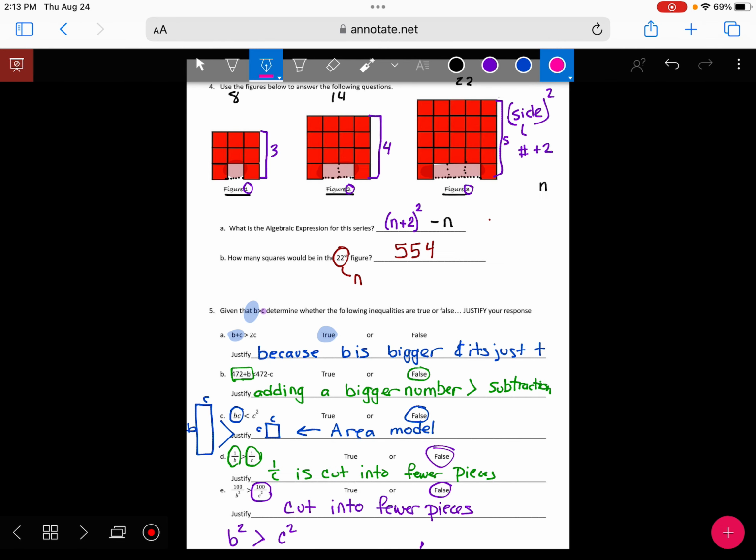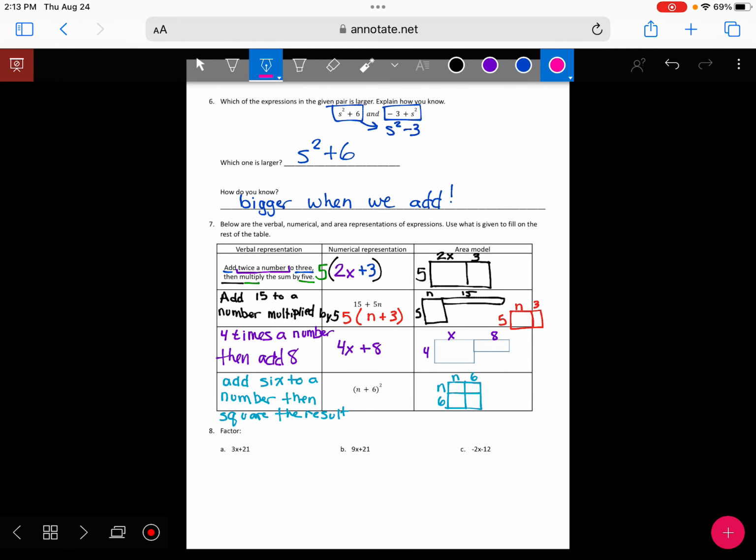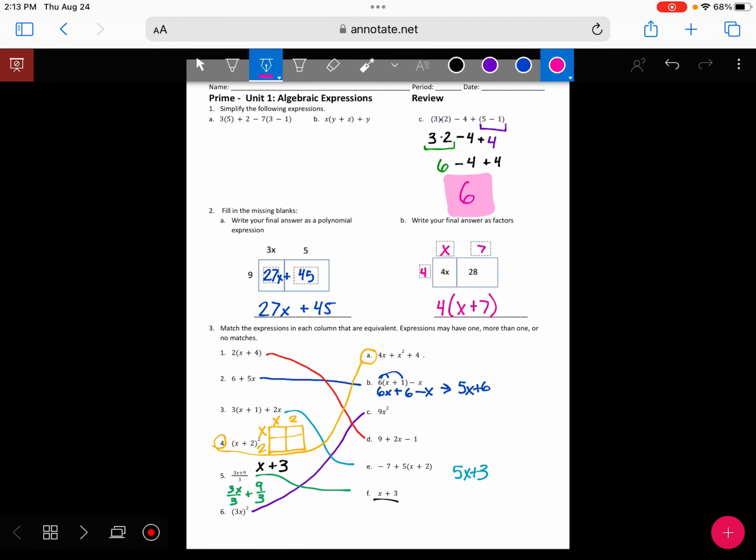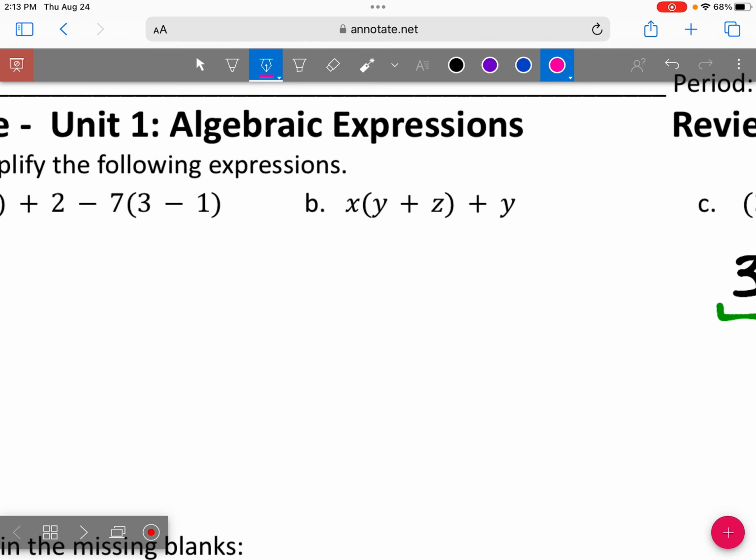All right, let's see. Yeah, let's look at it. I think we've got just about everything aside from the factoring and another simplifying thing. So 1B, that's an excellent choice.